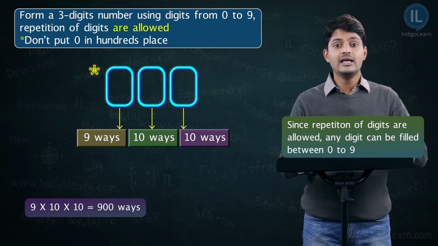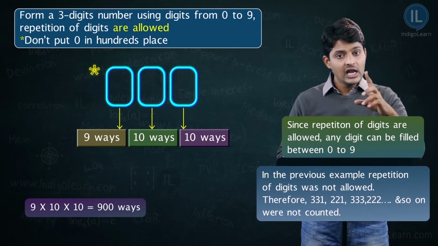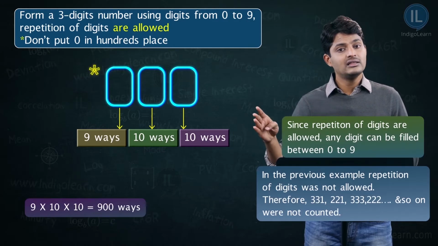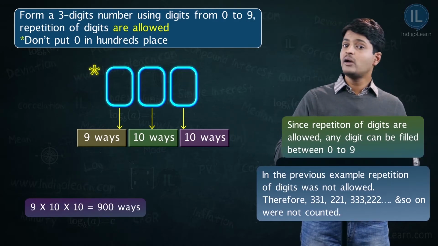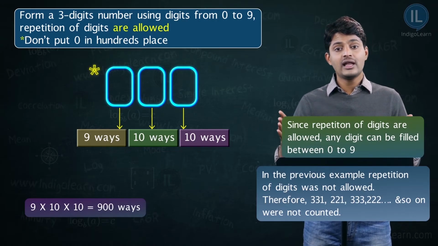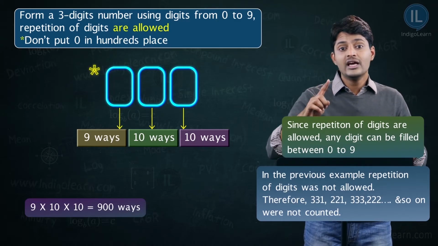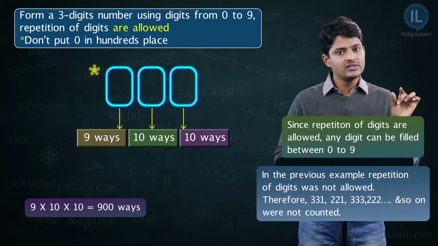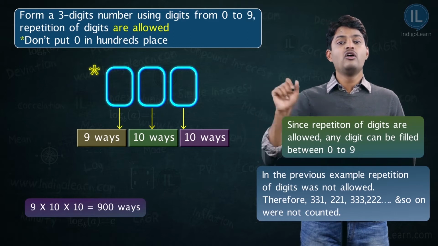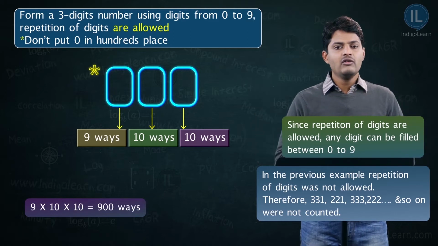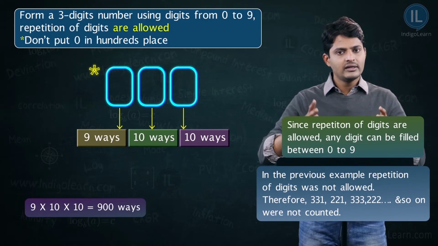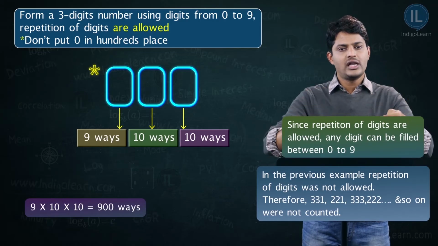Now you ask me, sir, what did we do in the previous case? Why did we get 648 there? Because their repetition was not allowed. Or in other words, I am not counting numbers like 222, 333, 444 and so on, and also I am not counting numbers like 331, 311, 424, where a number is repeated more than one time, correct? If I exclude all the numbers where at least one number is repeated, I will find only unique numbers, which are 648, right? So always remember, when you are trying to arrange possibilities where you are dealing with numbers, always watch out whether repetition is allowed or not, correct?